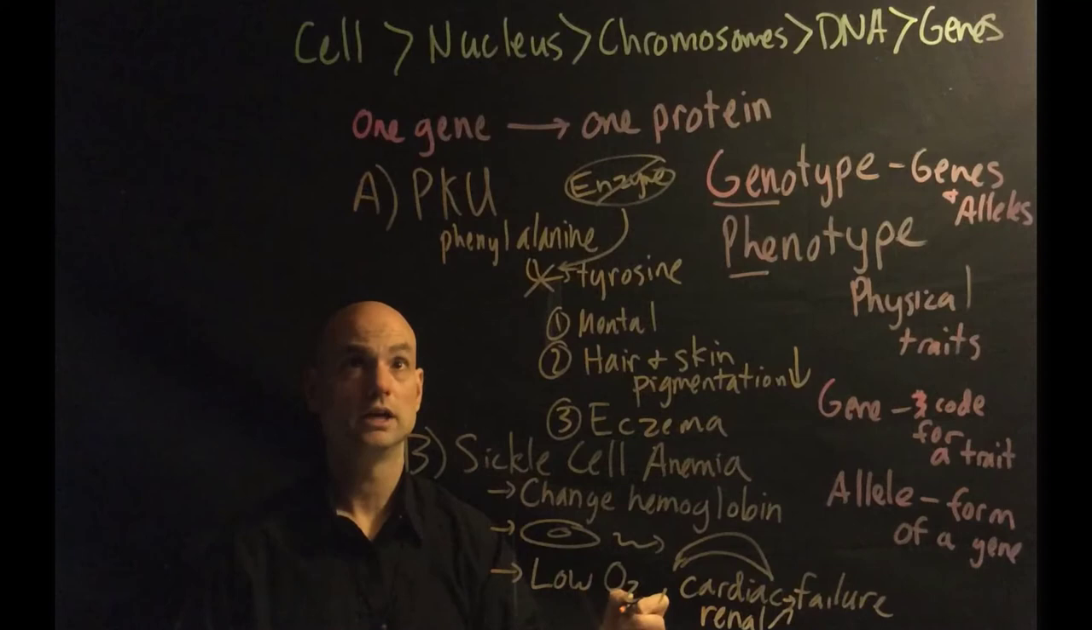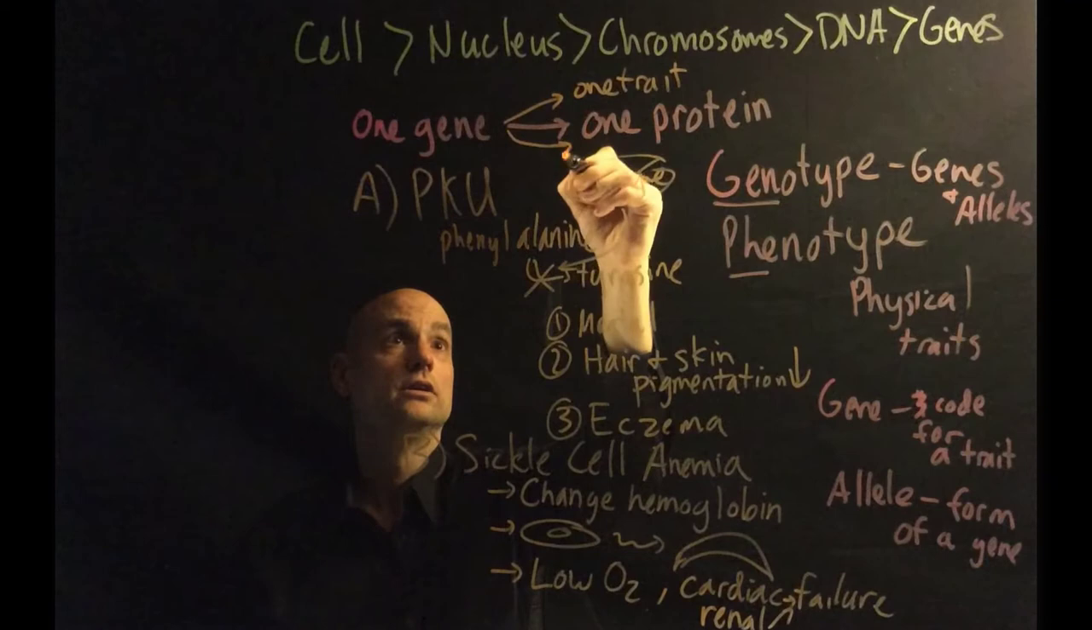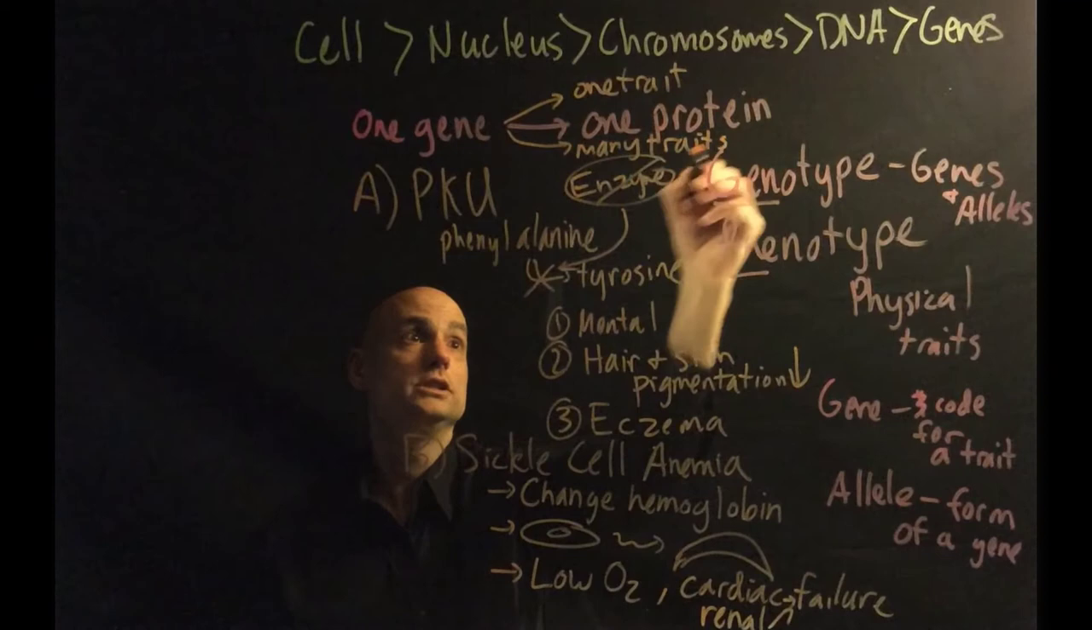So these are where we have one gene, we could have one trait, or we could have one gene for many traits. Okay, notice these are examples of many traits. Okay, so let's look at the opposite example.